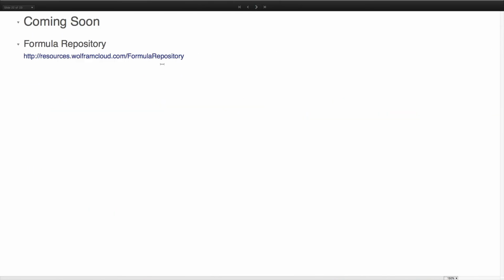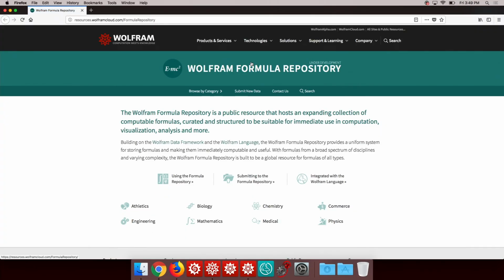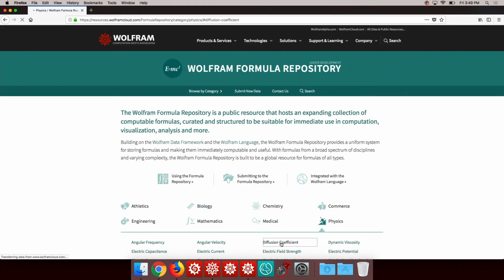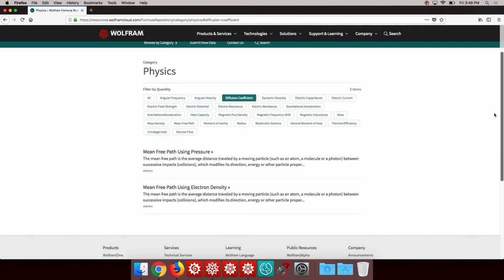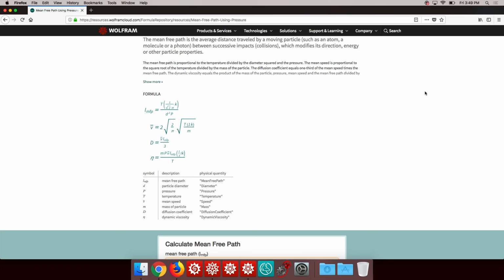And the other thing that's coming, which got mentioned earlier in the week, is the formula repository. So this is a website where people will be able to submit their formulas to be added. At the moment, it is consisting mostly of formulas that we already have in the language, but we're trying to incorporate information on different physical quantities. And it'll provide descriptions of the formulas, examples using them, meta information where available about who created them and when.